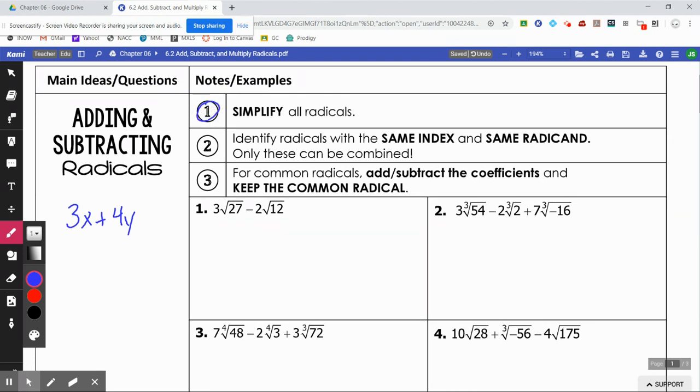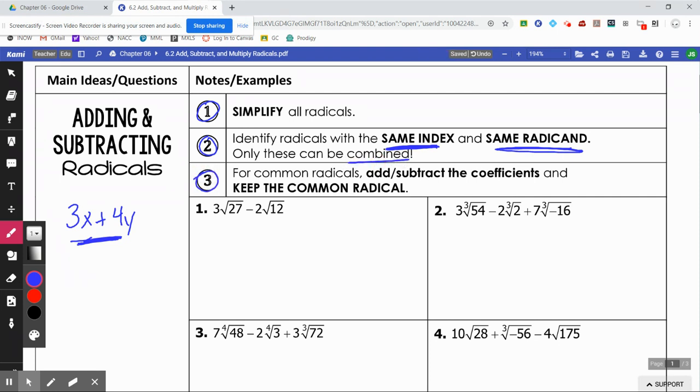Step number one, this is adding and subtracting: simplify the radicals just like we have been. Step number two, identify radicals with the same index and the same radicand. What does that mean? They're like terms. In this case, these were unlike terms. If they have the same index and the same radicand, and again, the radicand is the number under the radical. So right now, these two are not like terms. Only these can be combined.